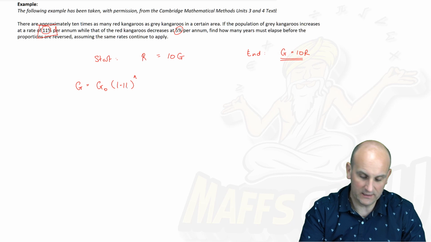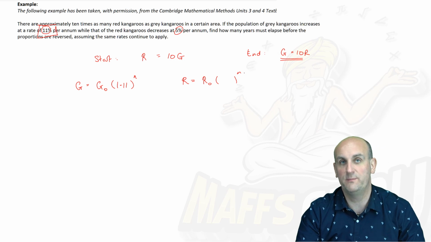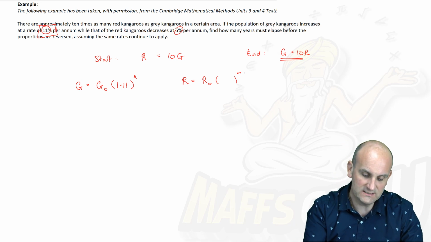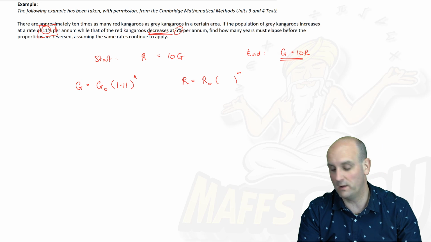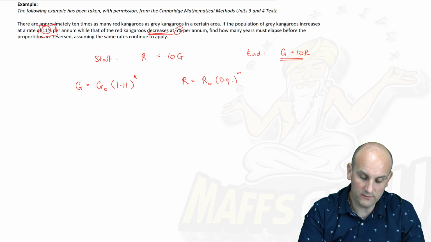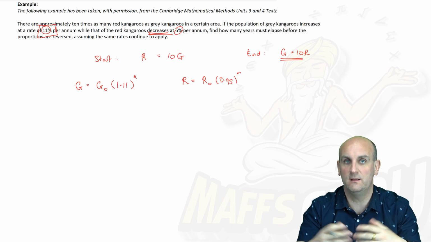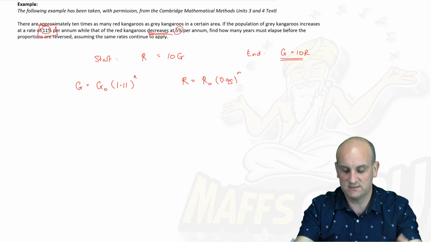What about the number of red kangaroos? Well, it would make sense then that R would be equal to R0 times some sort of multiplier to the power of n. Now we can use the same letter n because we're dealing with the same number of years. But in this situation, it says it's decreasing by 5%. What is my multiplier? Well, 0.95. Okay, so we know that at some point in time, the number of grey kangaroos and red kangaroos is given by that.